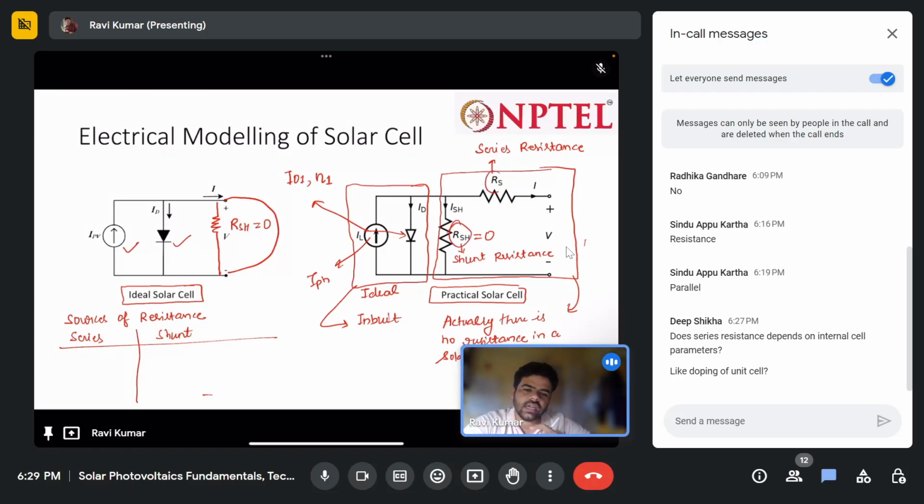So, I'll tell you, there are two models for a solar cell. One is the single diode model, another is the double diode model. For simplicity, we will stick with the single diode model. And here, how many parameters do we have? Just let me know the count. How many parameters are there in the single diode model of a solar cell?